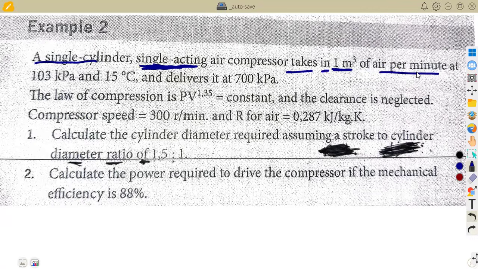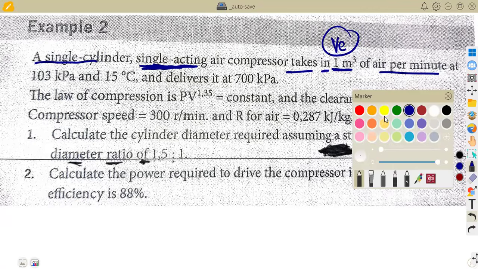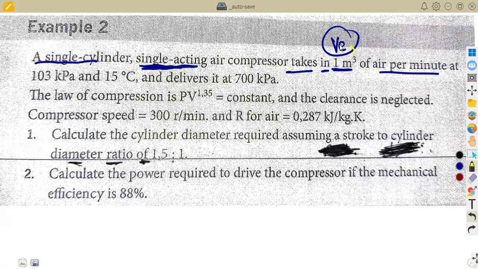Per minute. What is it there that is taken per minute? What is it? It is the effective volume. Like I said before, the effective volume, guys, is the one that is taken per unit time, volume per unit time. That is the effective volume there.